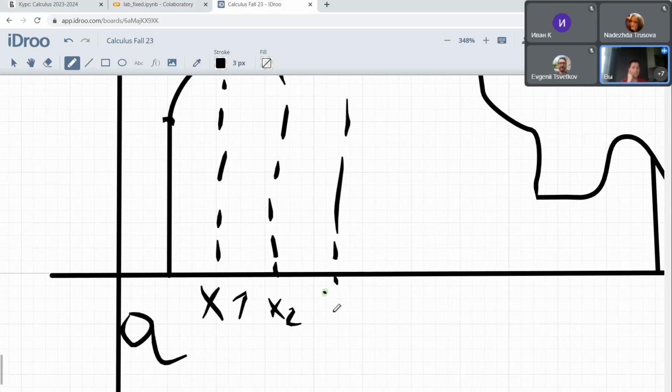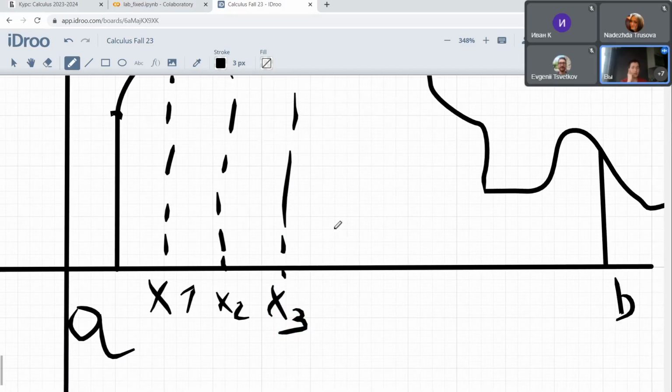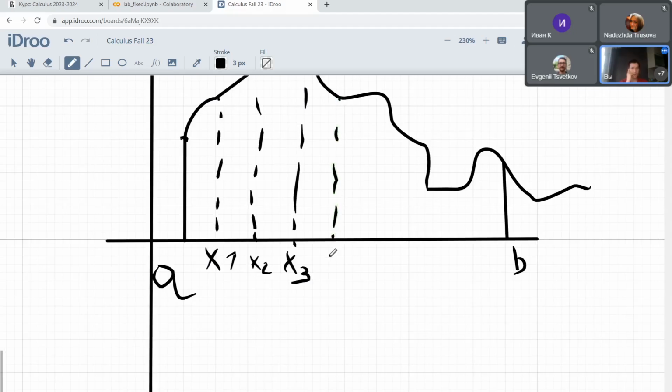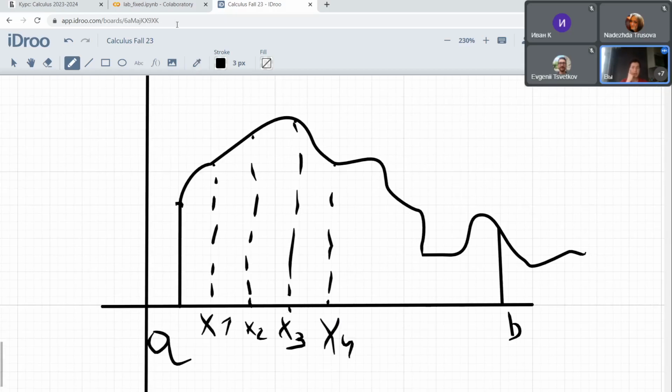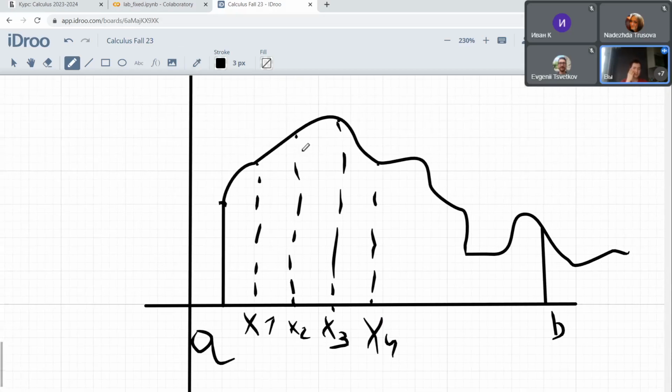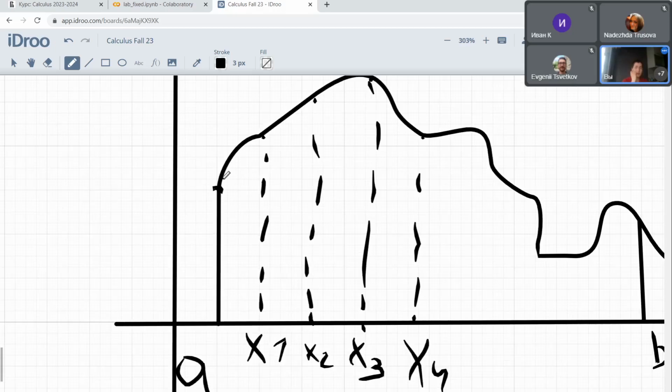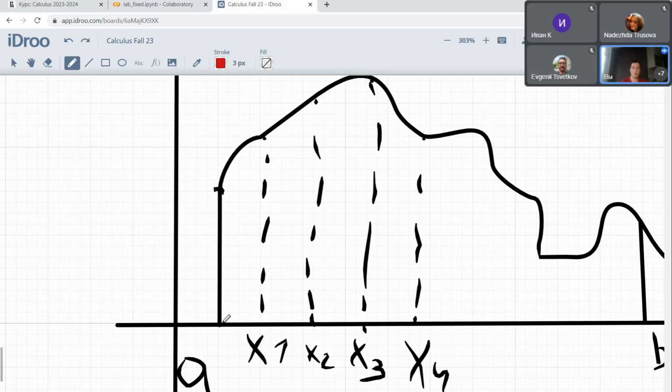So how? For example, we can split this diapason, this segment, and make a partition like it was in the numerical differentiation lab. We can do something like this. I don't want to finish this process. And we can say the following thing. How can one compute numerically the area of this part under the curve?